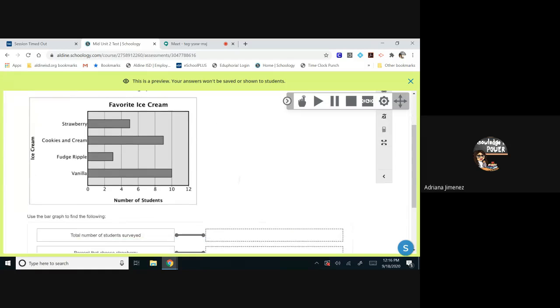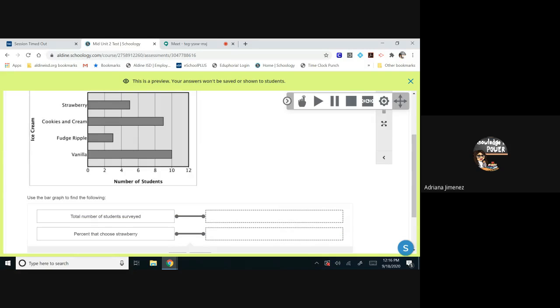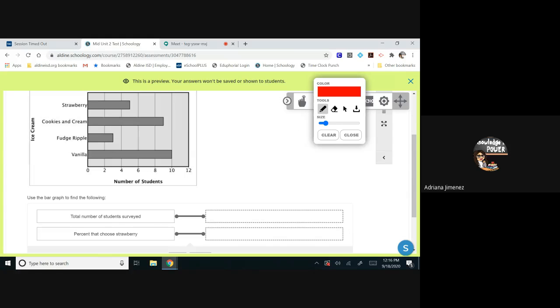Latasha's teacher surveyed some students in Latasha's grade about their favorite ice cream. The results in the bar graph are below. Use the graph to find the total number of students surveyed. What you have to do for this question is go to every single bar and figure out the value. This is 3. That's 9 because it's between 8 and 10. 5 is between 4 and 6, and then this is 10.